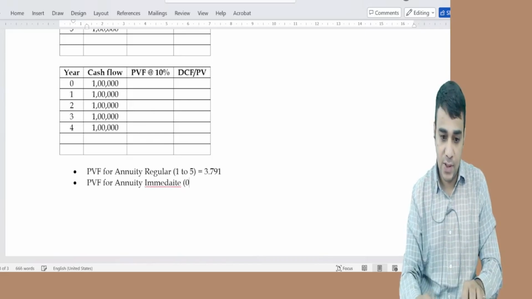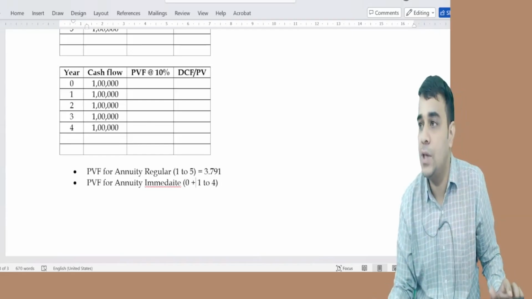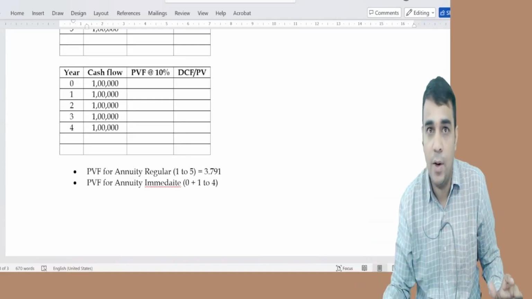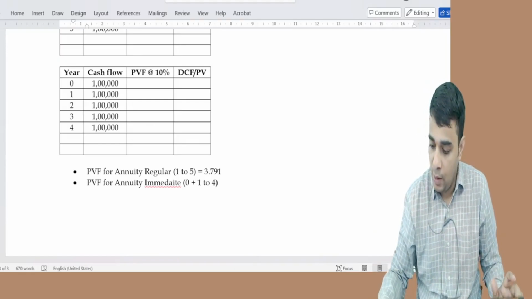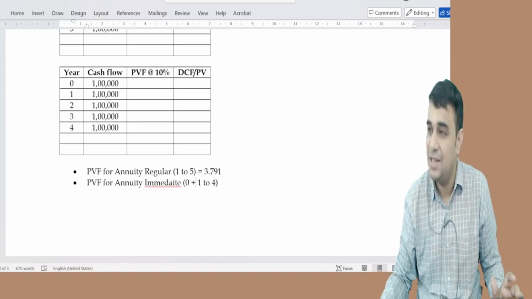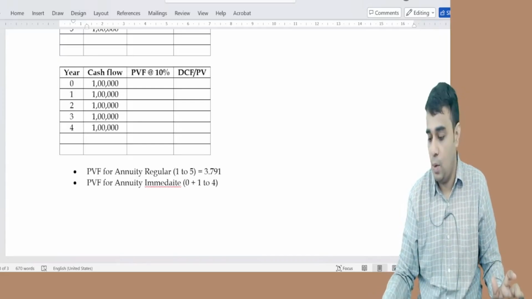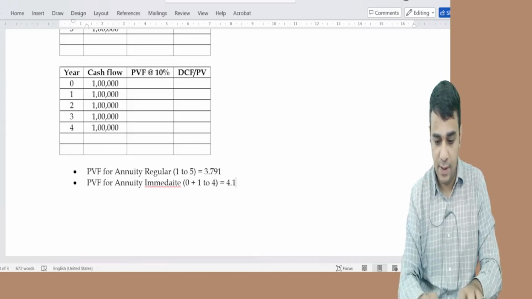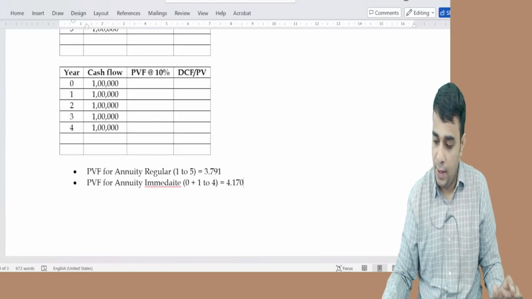PVF for annuity immediate, which is 0 and 1 to 4. 0 plus 1 to 4. 1 to 4 will come in the calculator and year 0 is 1. How will you do in the calculator? Let's repeat. 1 divided by 1.1, first year, second year, third year, fourth year, GT, add 1. What's the number you get? 4.170. Any doubts in this?